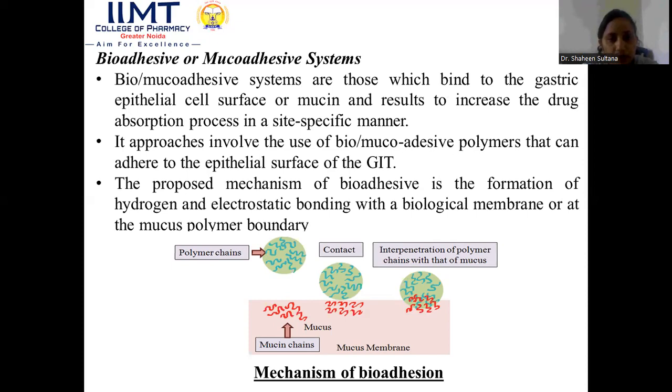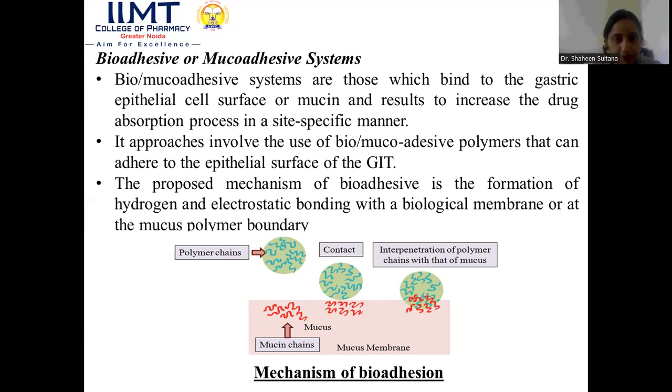Now this approach involves the use of a biomucoadhesive polymer that can adhere to the epithelial surface of the GIT mucosa. The mechanism involved is the formation of hydrogen or electrostatic bonds with the biological membrane or at the mucus polymer boundary. Here the diagram shows the mechanism. The mucin chain first interacts with the polymer chains, then there is contact of the polymer chains with the mucin layer, and finally there is interpenetration of the polymer chains with those of the mucus.